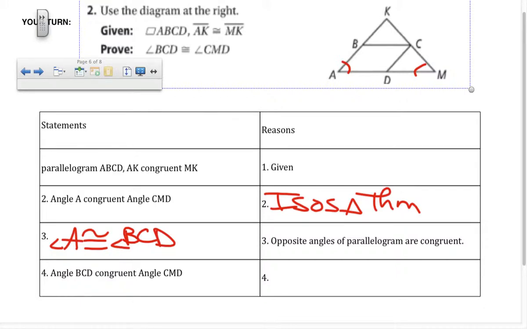And the order is kind of off, but it's along the same lines as what we saw in the previous proof. Notice statements 2 and 3 both have angle A in them. Why, therefore, will angle BCD be congruent to angle CMD? I see it. Say it loudly with conviction. It's the transitive property, yes.